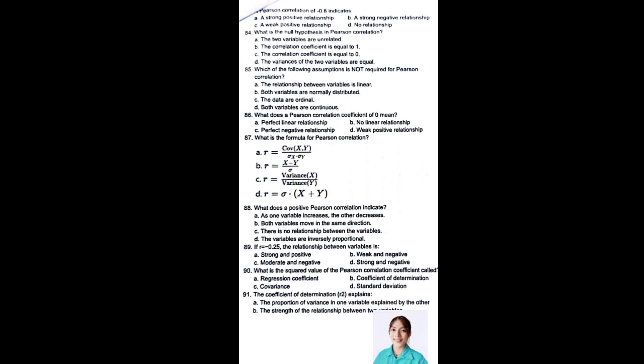Number 90 is, what is the squared value of the Pearson correlation coefficient called? It's called the coefficient of determination. That is the squared value of the Pearson correlation coefficient. Number 91 is, the coefficient of determination, or R squared, explains the proportion of variance in one variable explained by the other. So that's option A.